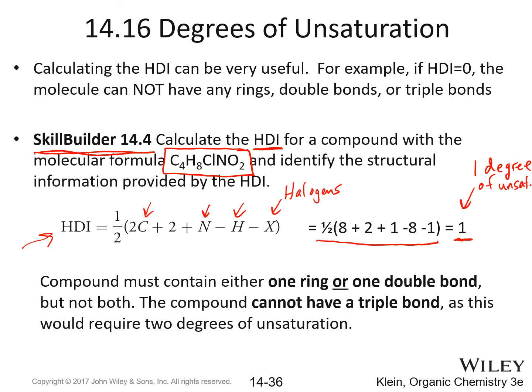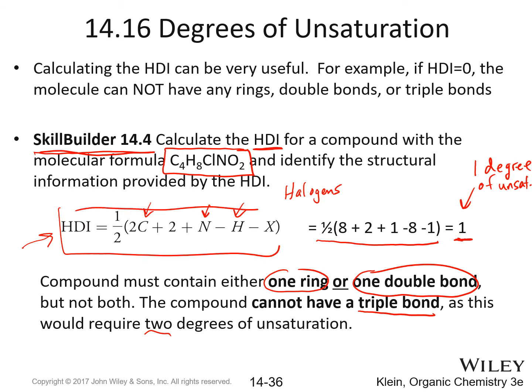And if we recall, a degree of unsaturation can count as a pi bond or a ring. So this molecule must have either one ring or one pi bond. It cannot have a triple bond because a triple bond counts for 2 degrees of unsaturation. So make sure you know how to use this equation. Basically, you're given a molecule, its formula, you're going to plug the values in, calculate the HDI, and understand that it's telling you the degree of unsaturation, and to be able to match up the degree of unsaturation to the presence of either pi bonds or rings.